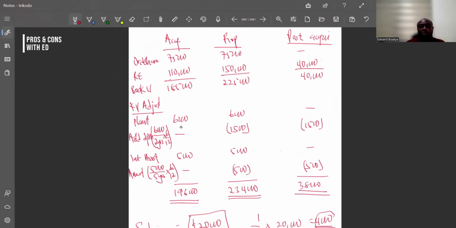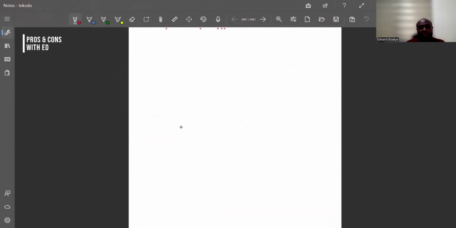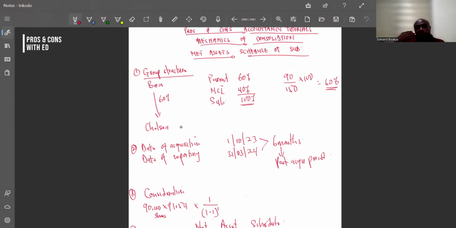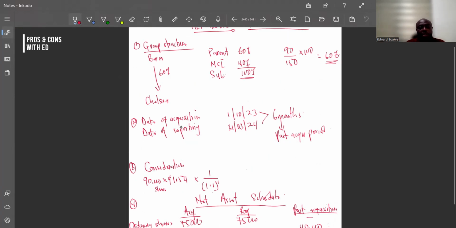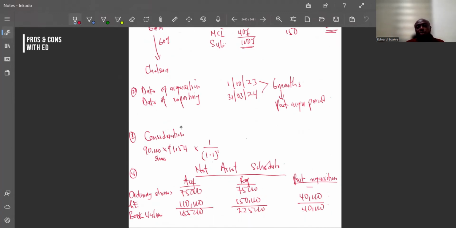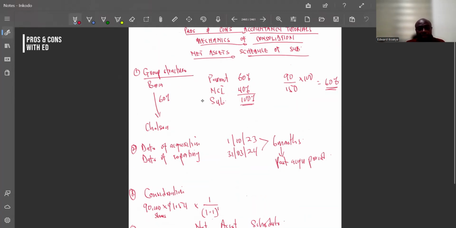Today, our focus was on the net asset schedule. But remember, we were also able to deal with the group structure, the date of acquisition and reporting, the consideration, and then we focused much on the net asset schedule. Thank you very much for today.